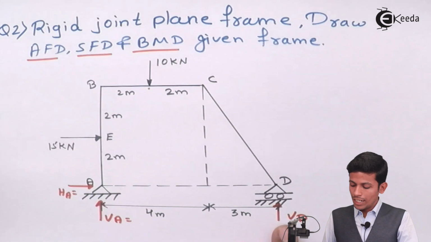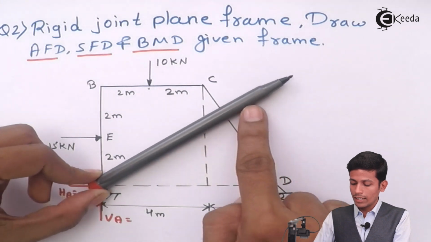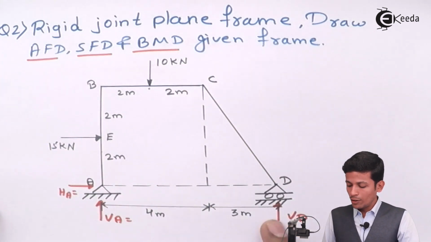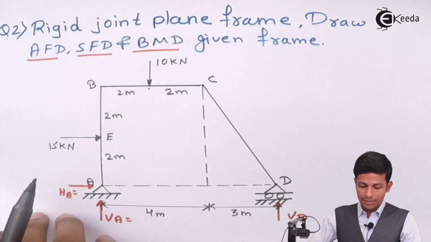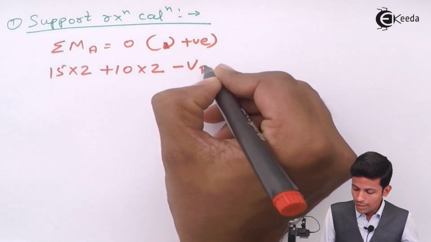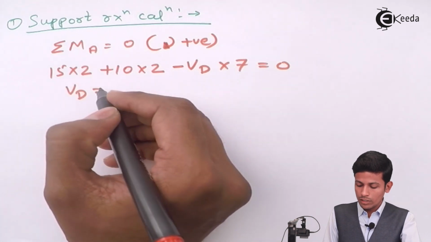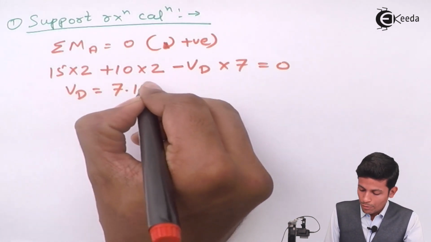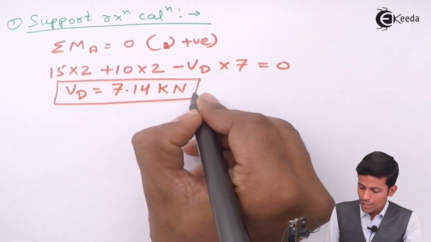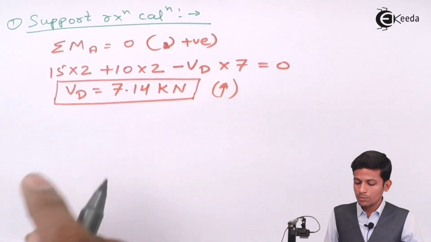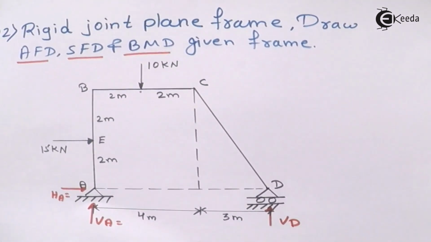After that, VD is unknown. Put a rod over here and apply the load like this, and this rod will bend like this, in the anti-clockwise direction. So VD into the perpendicular distance, which is this 7, since 4 plus 3 is 7. Minus VD into 7 is equal to 0. Now you get the value of VD. While solving this, VD will be 7.14 kilonewton. This VD is in the upward direction because it is positive.